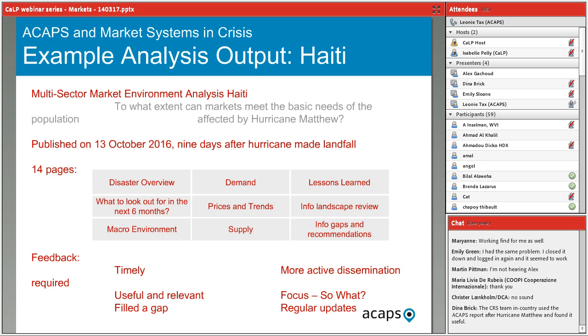And one of the other things that popped up in terms of feedback is that this was a one-off report, so there were no updates, and many people said that they would have liked to see more regular updates as more information came in. So we've taken all this feedback on board, and we're working on a more improved and hopefully better concept. Thank you.